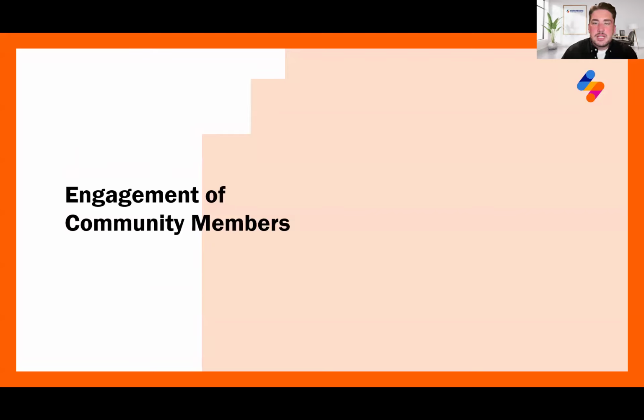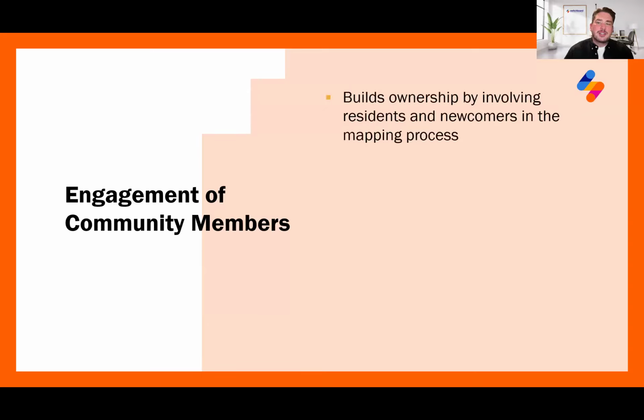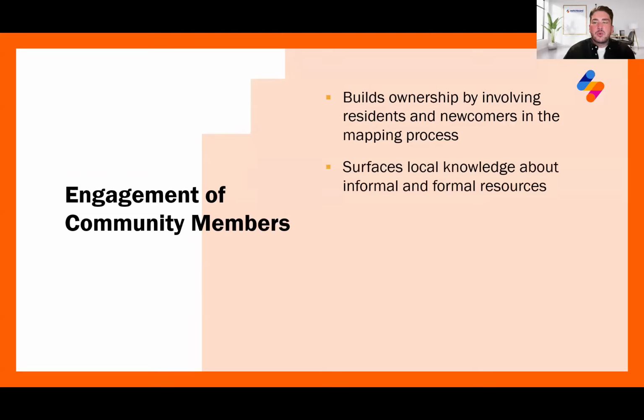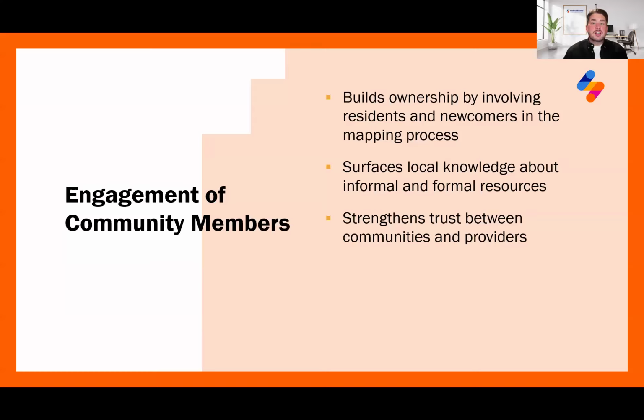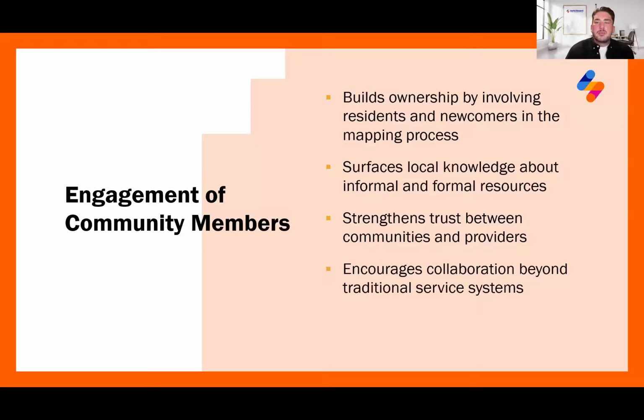So first, engagement of community members. When you invite residents and newcomers into the mapping process, it builds ownership. People see themselves in the solution. Their participation surfaces local knowledge about informal and formal resources, things like informal childcare, mutual aid, or language help that you might otherwise miss. That involvement strengthens trust between communities and providers, because people feel heard and represented. It also encourages collaboration beyond traditional service systems. Partners like faith groups, small businesses, and neighborhood clubs start showing up. And importantly, all of that improves access to resources because the map ends up matching reality, not just assumptions.